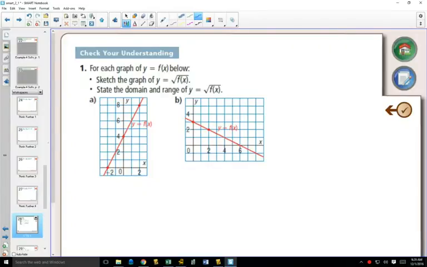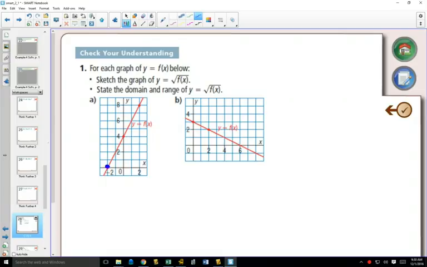So we have two graphs here, and we want to sketch the graph of the square root of f of x based on just the given graph. We're not even given an equation. And then write the domain and range of each of them. So going through those steps that we talked about earlier, the first thing we're going to look at is where are our y values 0 and where are they 1.